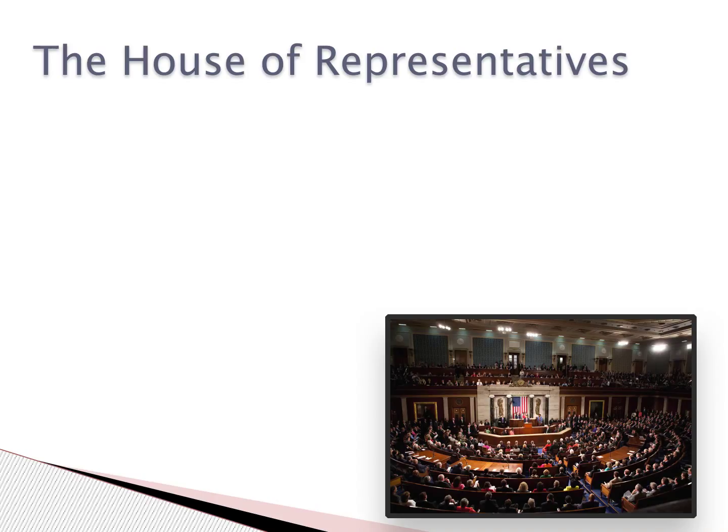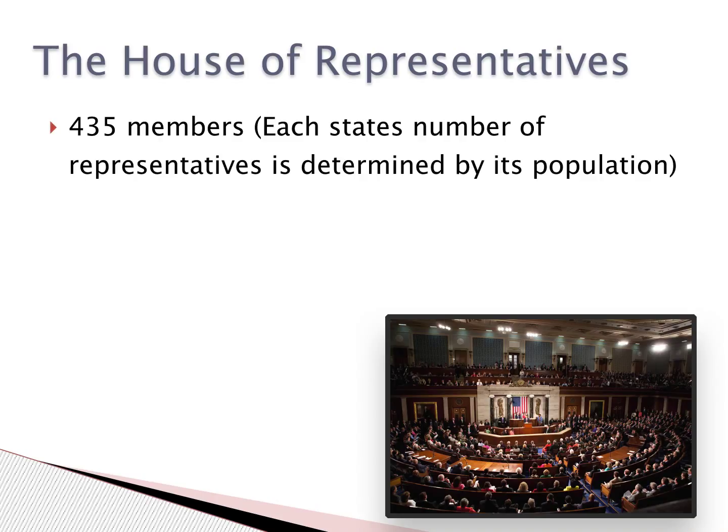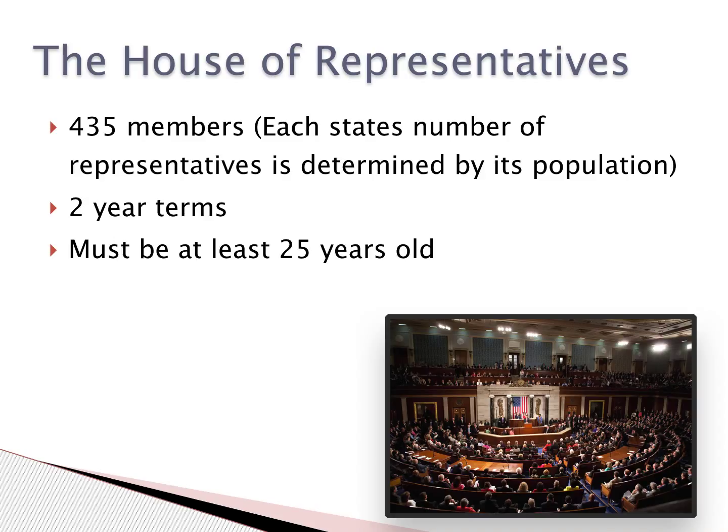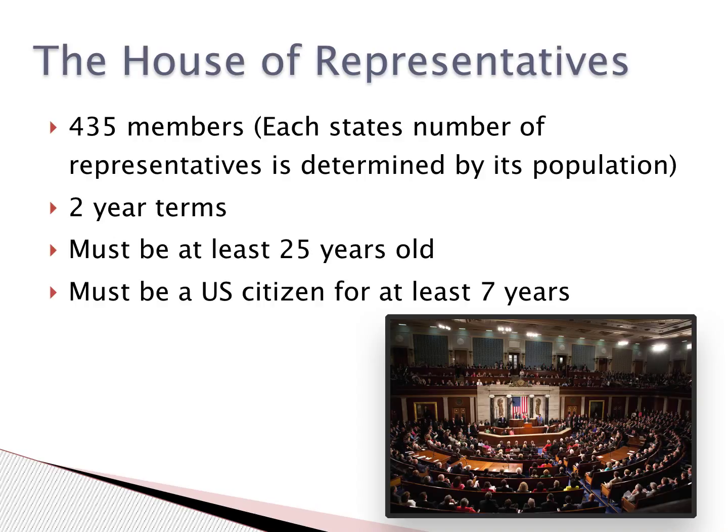In the House of Representatives, there are 435 members. And we've talked about this before. In the House, each state's number of representatives is determined by its population. So states with more people get more representatives. They serve for 2-year terms and then have to be reelected. You must be at least 25 years old to run for the House of Representatives. And you must be a U.S. citizen for at least 7 years to run for the House of Representatives.